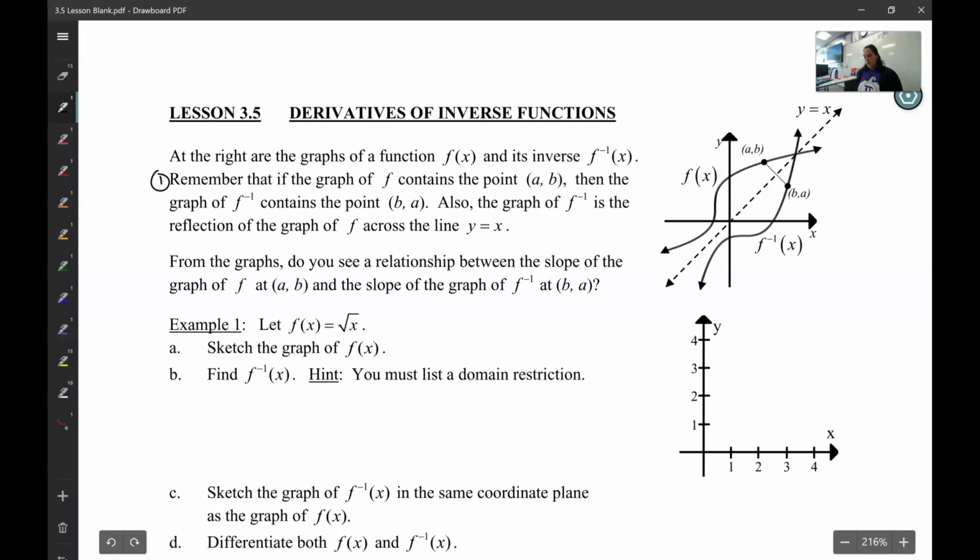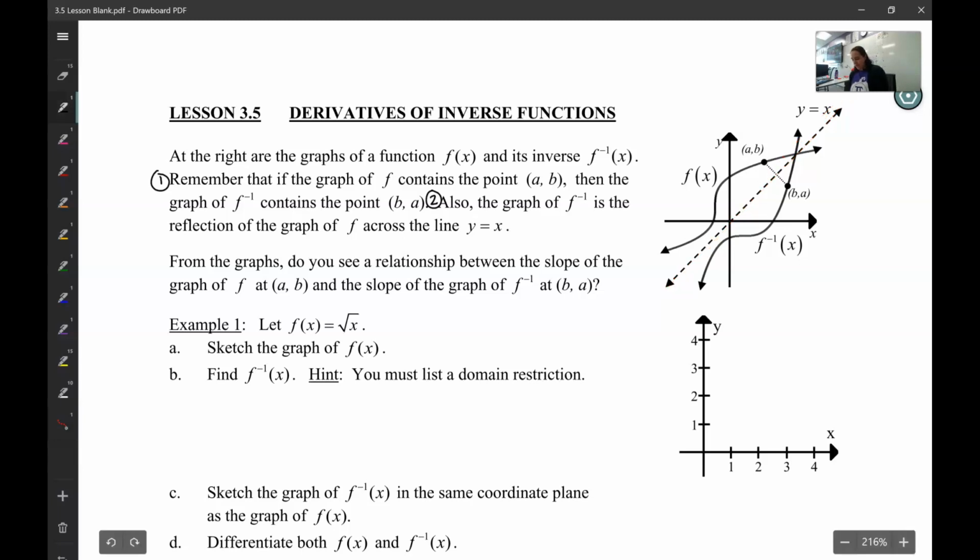One, remember that if the graph of f contains the point a comma b, then the graph of f inverse contains the point b comma a. That's how inverses work. You take the points on one, flip them, and it becomes the points on the other. Number two, also the graph of f inverse is a reflection of the graph of f across the diagonal line y equals x. And that will work for any inverses.